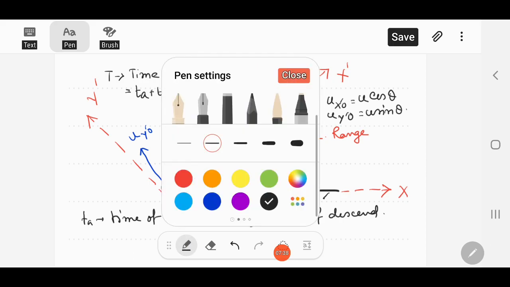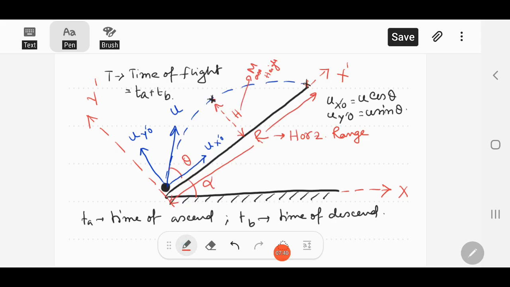One more thing we can consider: we all know that g is always downwards here. So if this angle is theta, we can resolve g also in two different directions. One is the vertical component, g y dashed, and this one is the g, sorry, let's just remove it from here.